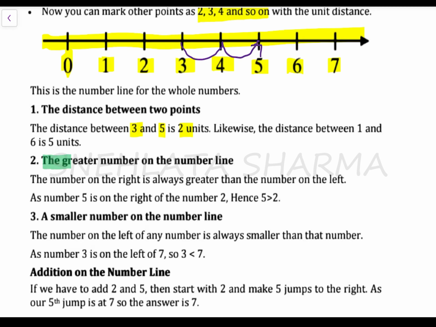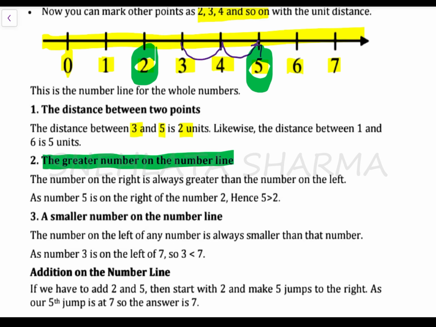Second topic is the greater number on the number line. So, the number on the right is always greater than the number on the left. Let us learn by taking two examples. Suppose we have two whole numbers. This is 2 and this is 5. Out of 2 and 5, the number 5 is on the right on the number line. So, 5 is greater than 2.